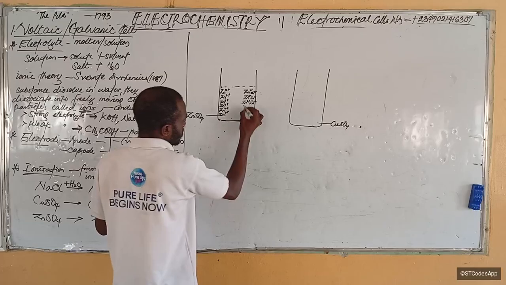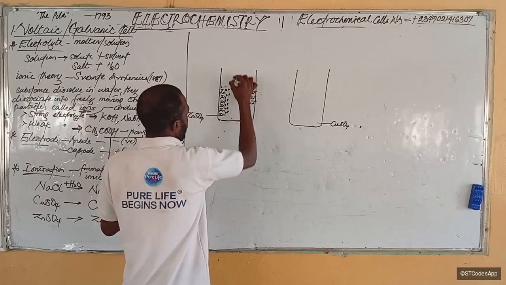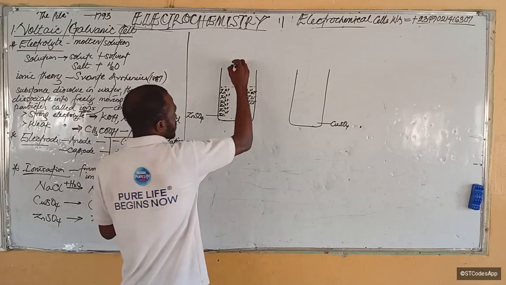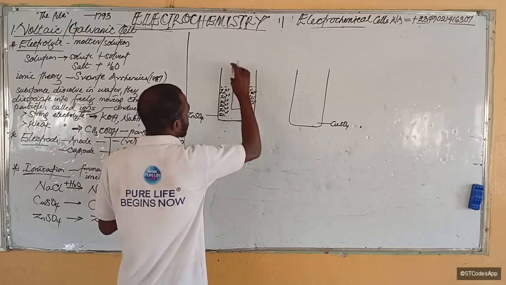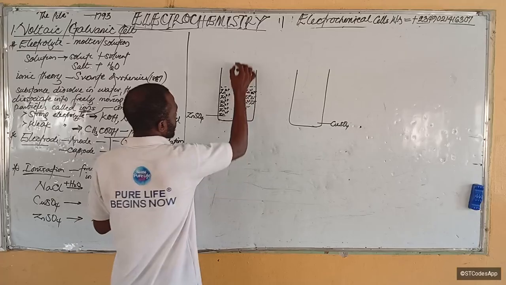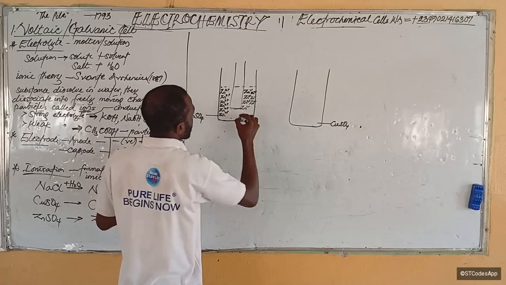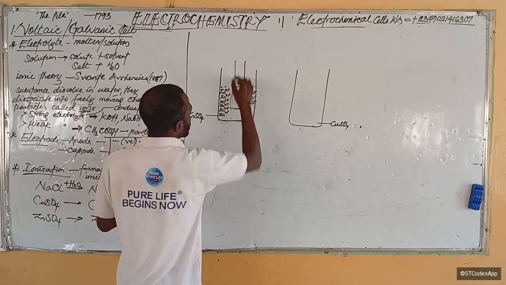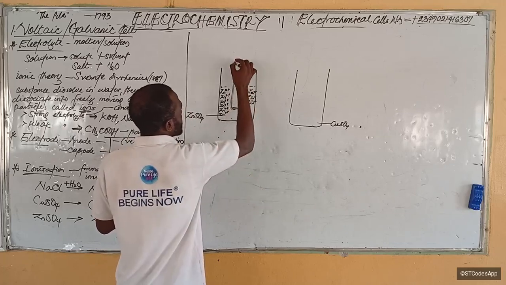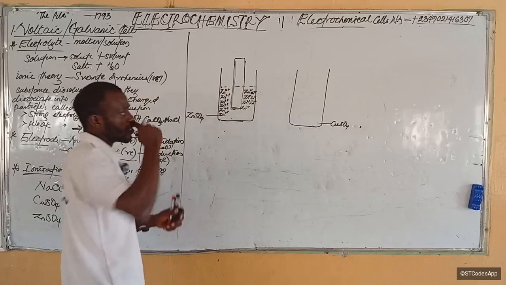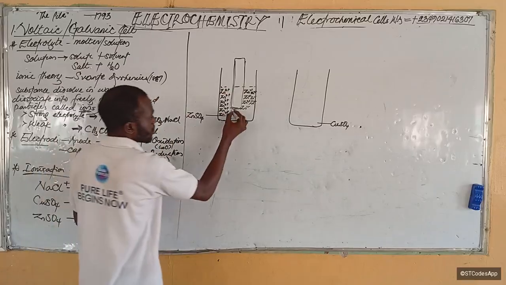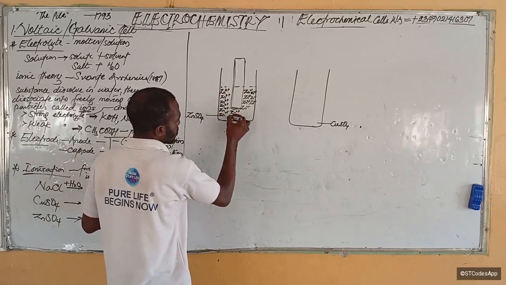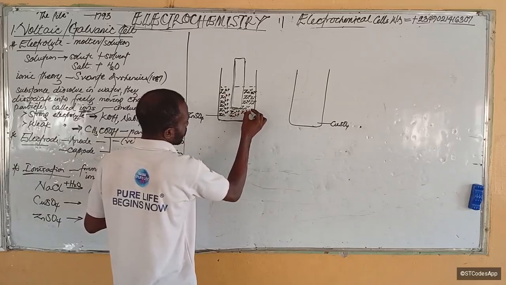Now I'm leaving this space for a reason. Now you immerse something inside. That thing is called your electrode. It's a metal. So we have Zn2+, Zn2+, Zn2+.